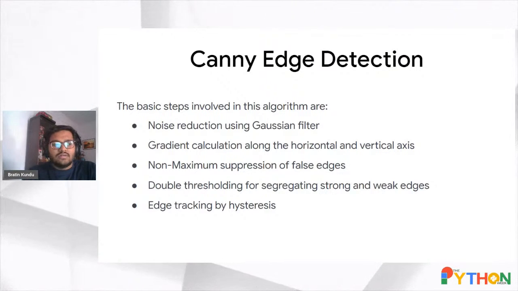So, in the limit of that gradient, you can only see the edges of gradient that has been in that area that you mentioned, the lower and upper boundary. And the last one is edge tracking by hysteresis.